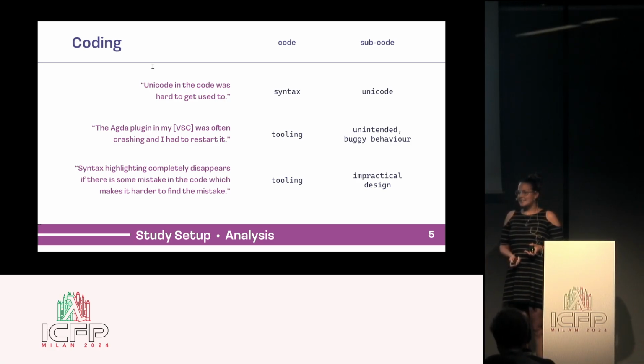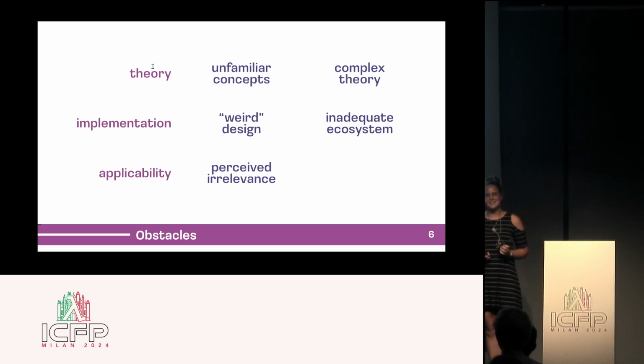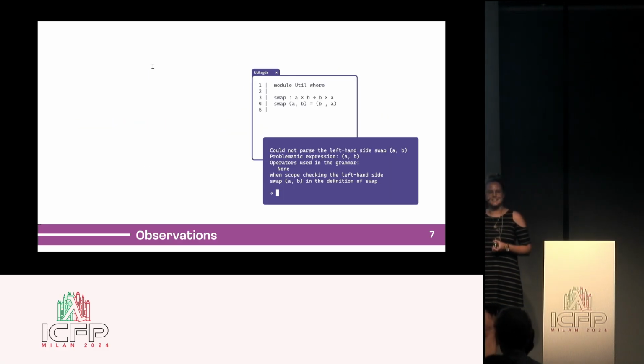So from this analysis, we were able to determine 5 different obstacles, which I will skip over during this presentation, because I would like to use the opportunity to tell you about some observations we can make about Agda from these obstacles. And I will be illustrating it on this beautiful example of my own code that I wrote when I was learning to use Agda, which generates this wonderfully short error message when compiled.